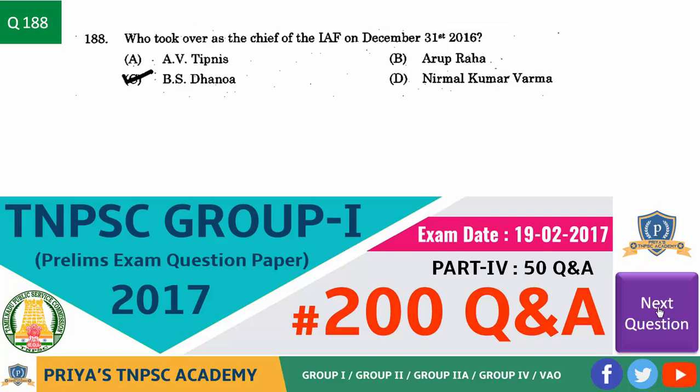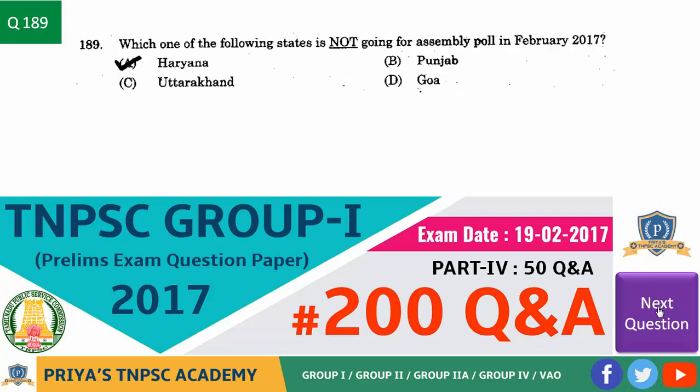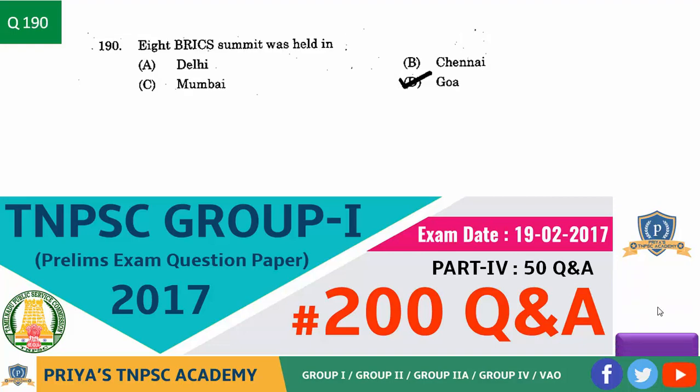Next question. Who took over as the chief of the IAF on December 31st, 2016? Answer is option C, B.S. Dhanoa. Question. Which one of the following states is not going for assembly polls in February 2017? Answer is option A, Haryana. Question. 8th BRICS Summit was held in. Answer is option D, Goa.